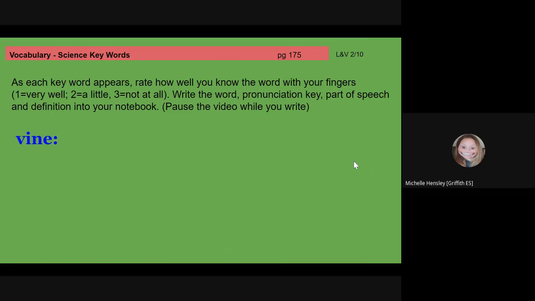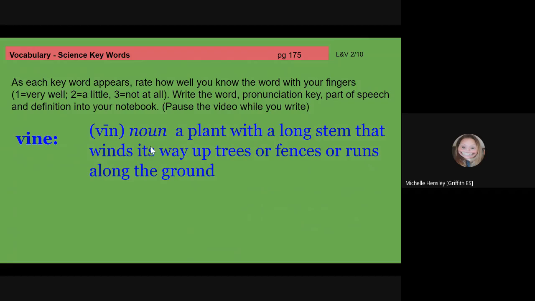And our next word is vine. How well do you know vine? Vine, 1 syllable, is a noun, and it's a plant with a long stem that winds its way up trees or fences or runs along the ground. So we're talking about a vine that's a plant, not a vine that is something that you do on the internet. I think there's an app or something with vines. I'm old, so I wouldn't know. Noun, a plant with a long stem that winds its way up trees or fences or runs along the ground is a vine.